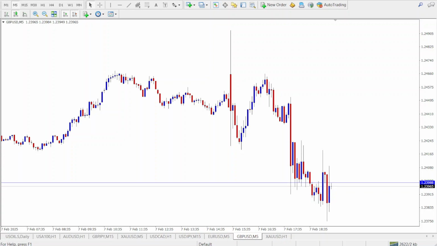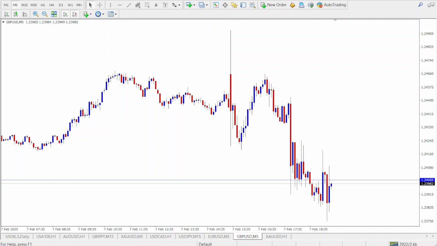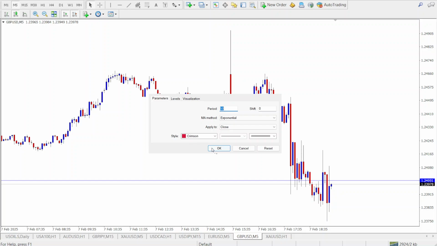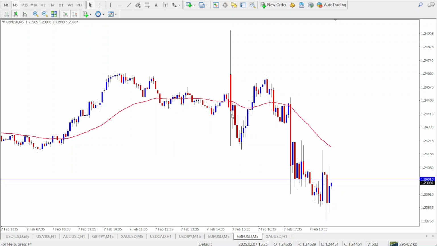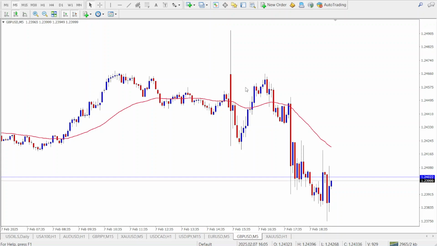Now let's just quickly get into it. First of all, let's quickly go over what a moving average is. Now, a moving average is a technical indicator that smooths out price fluctuations over a specific period, helping traders identify trends more clearly.